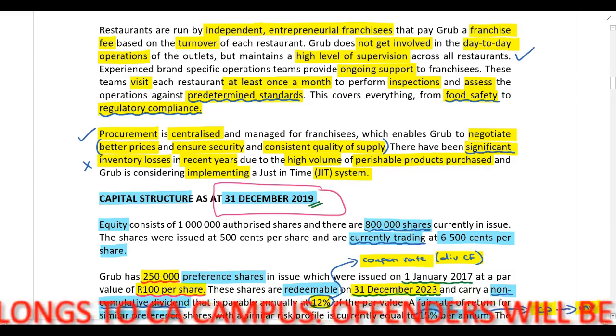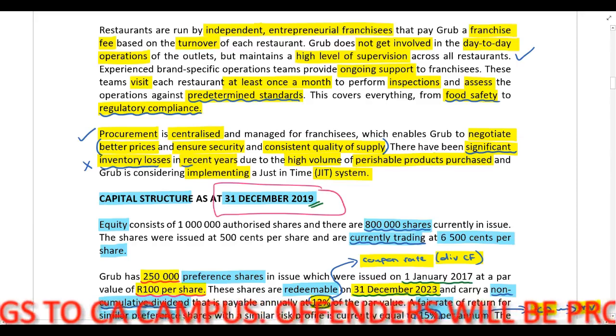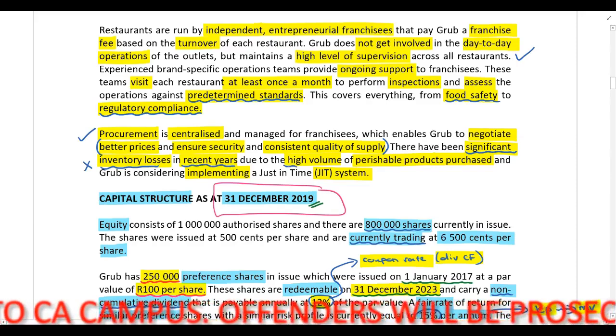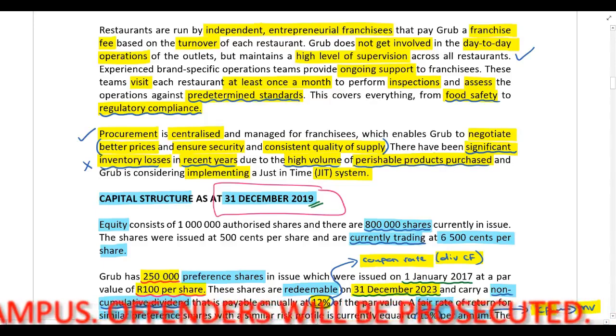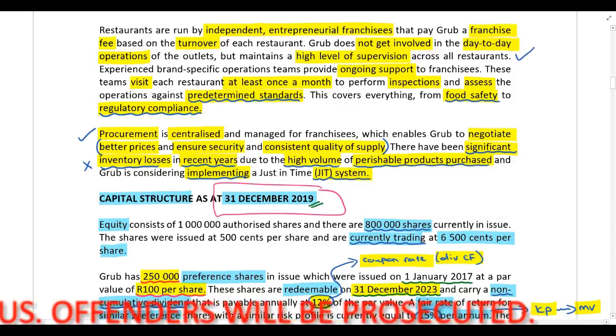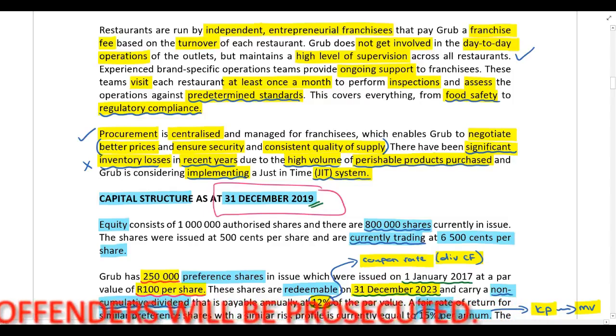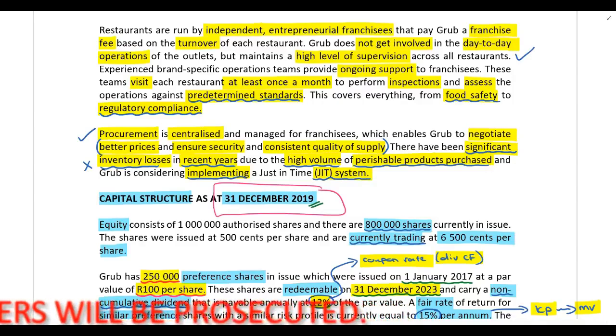there have been significant inventory losses in recent years due to the high volume of perishable products purchased, and Grub is considering implementing a just-in-time system. So obviously, before you can answer this part of the required, you need to understand what a just-in-time system is. Now, a just-in-time system means that they are going to try and aim to not hold any inventory at all.